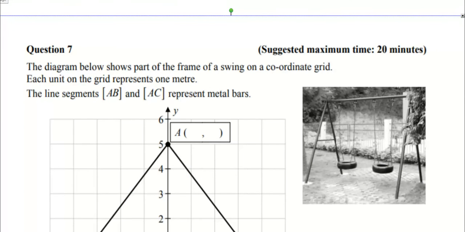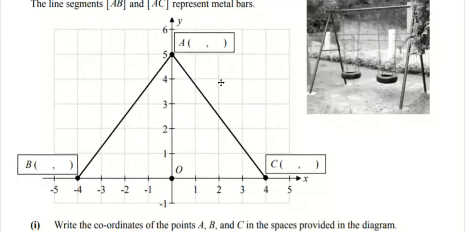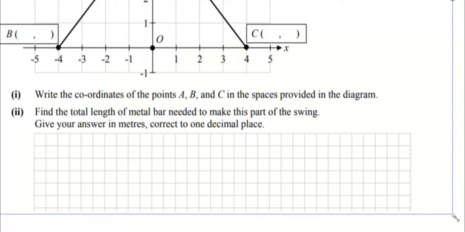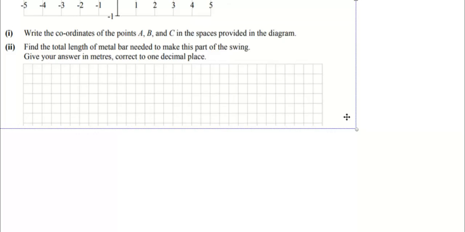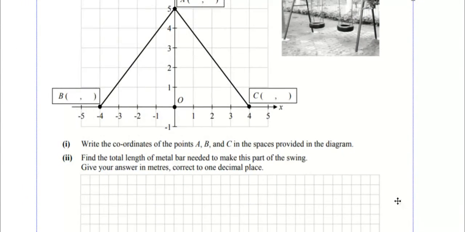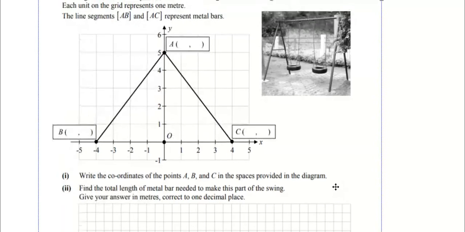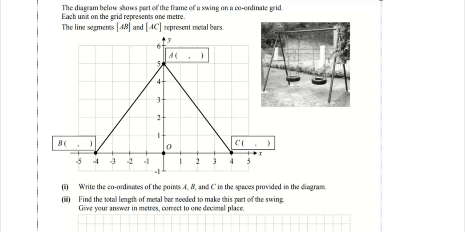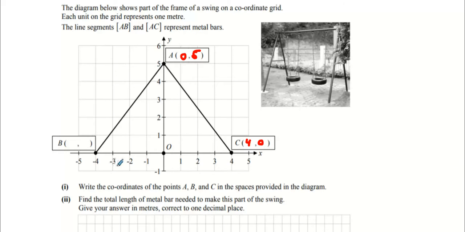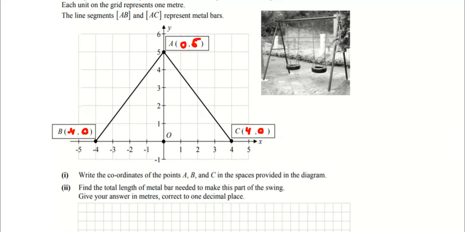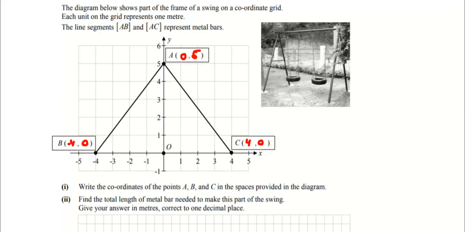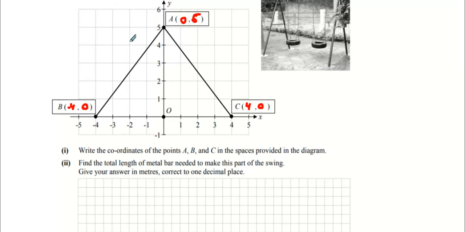Okay. Now, question 7. We got this diagram here. We're going to have to do some work on it. Okay. So, let's find out the points. A is (0, 5). C is (4, 0). And B is (-4, 0). Find the total length of the metal bars needed to make this part of the swing. Which parts are AB and AC? I need to find out what AB and AC are.